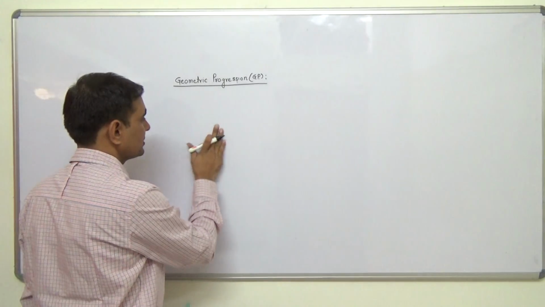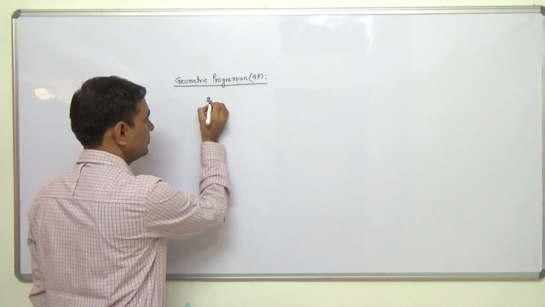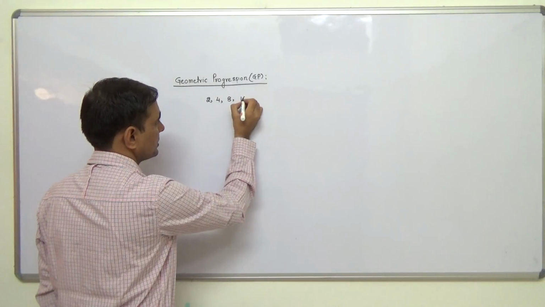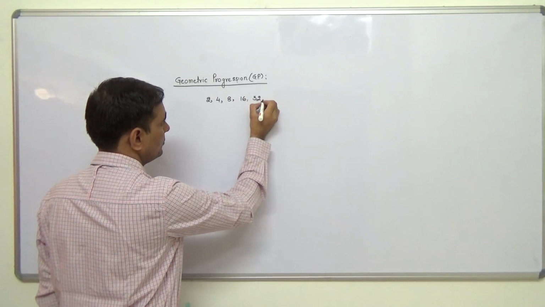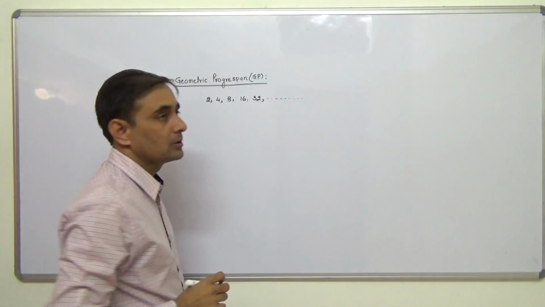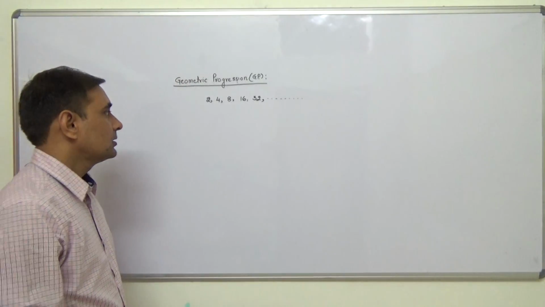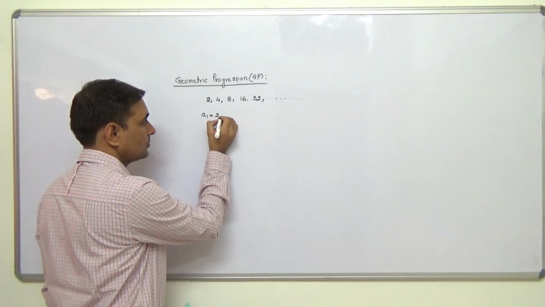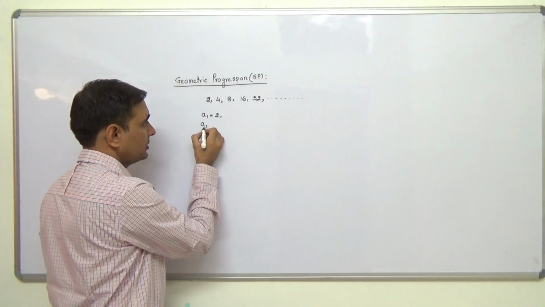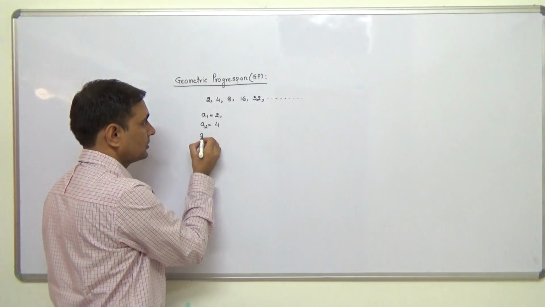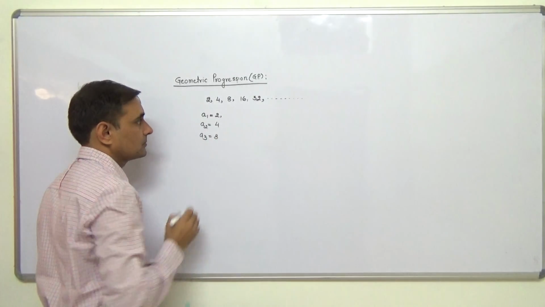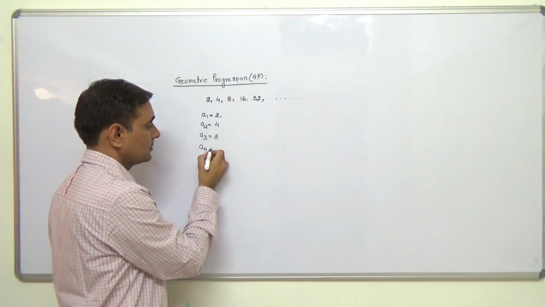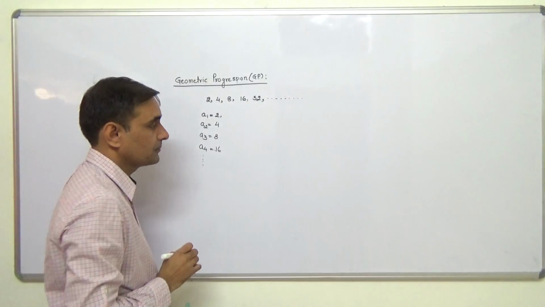Suppose we have a sequence like 2, 4, 8, 16, 32 and so on. We have this sequence. Here first term of the sequence is 2. A1 is 2, right? A2 is 4. A3 is 8. A4 is 16 and so on, right?